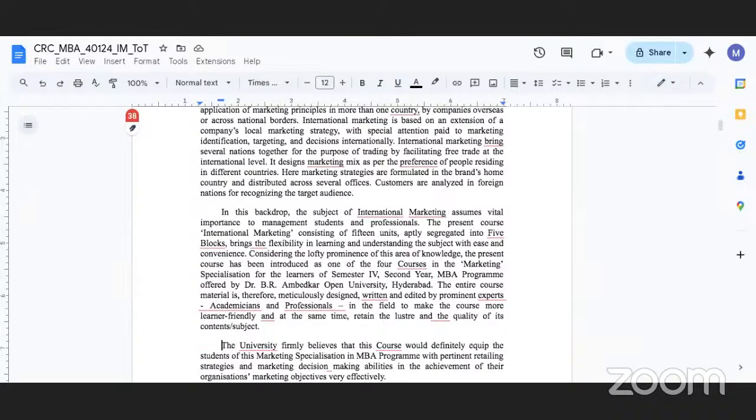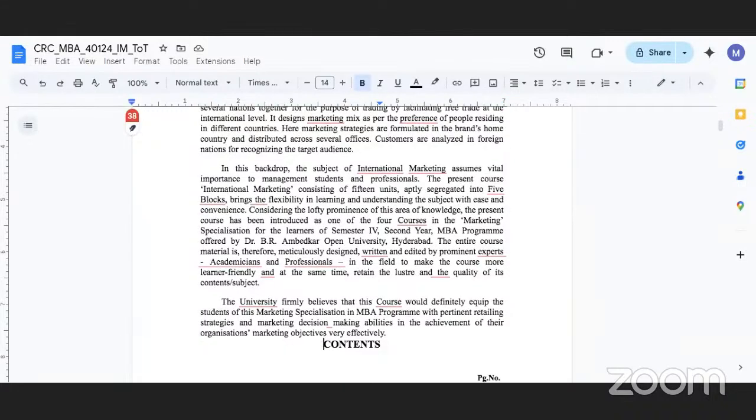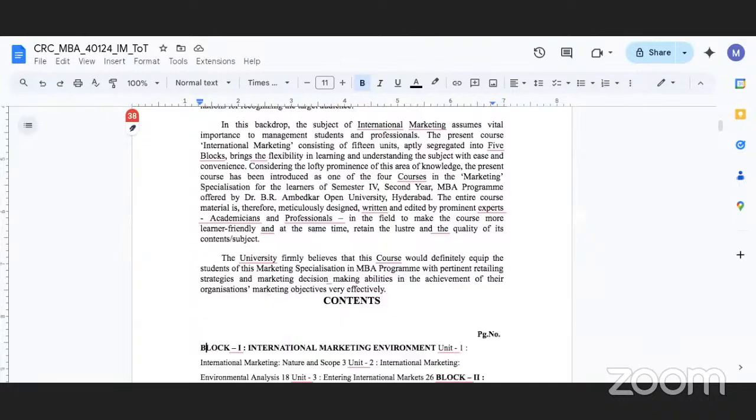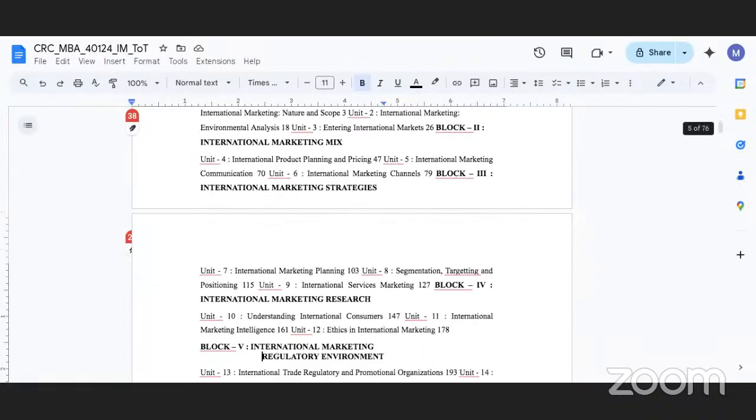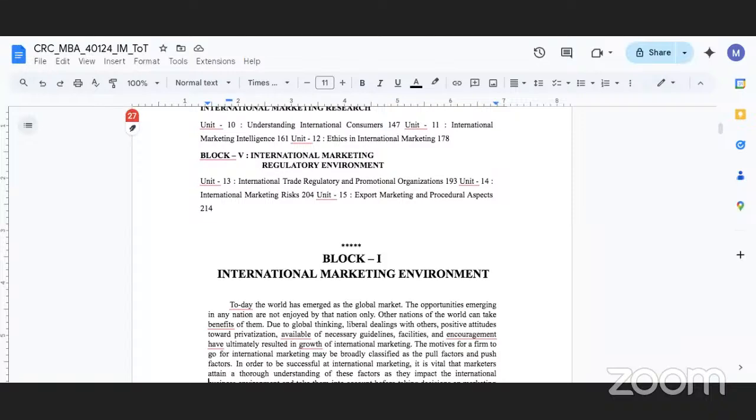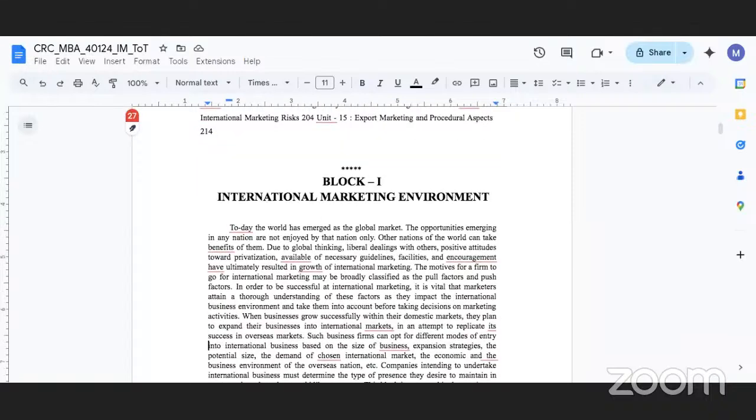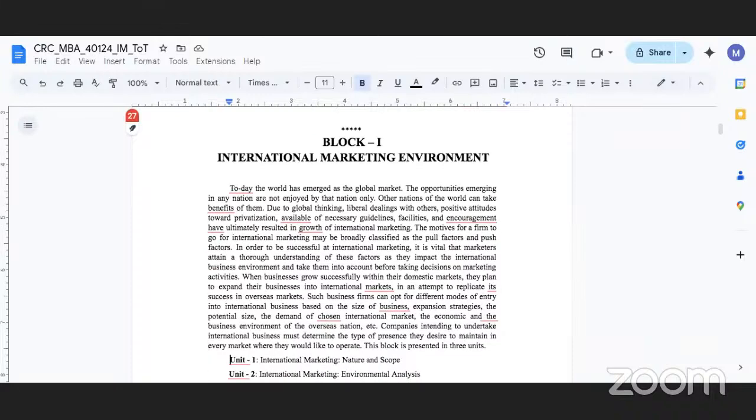So we are trying to understand how international marketing fits in this backdrop. So we will also talk in terms of each of these blocks. But at this point, I would like to move to the first block, that is international marketing environment. Today, the world has emerged as a global market, and the opportunities emerging in any nation are not enjoyed by that single nation. However, other nations in the world can also benefit from them. And due to global thinking, liberal dealing with others, positive attitudes have developed towards privatization.